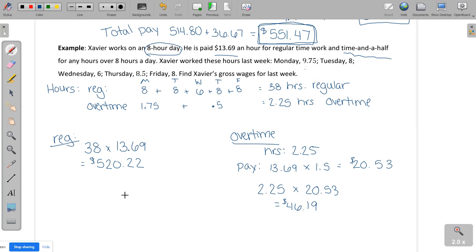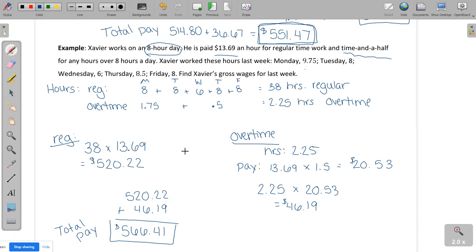Now we're going to add these two together. When we add our regular pay and overtime pay, we get the total pay of $566.41. So that is all for regular and overtime pay. Please reach out if you have any questions.